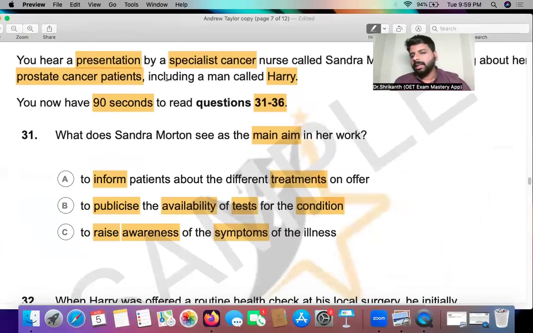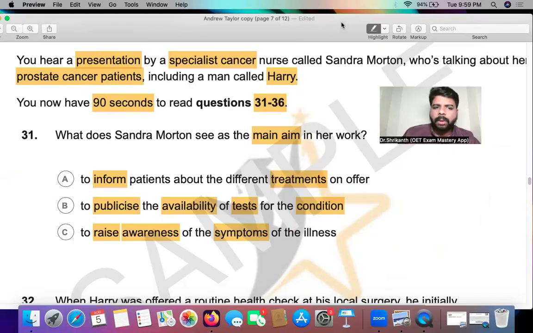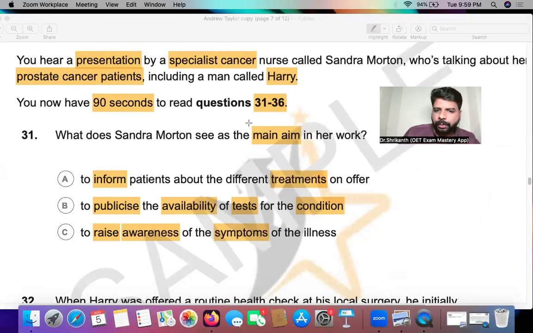Now, let's do the verb analysis, and then let's take a look at the audio script. So let's identify what the verbs are over here. Your duty is to find the main aim in her work. Now, what are the verbs? Verb means any kind of action, any kind of movement.